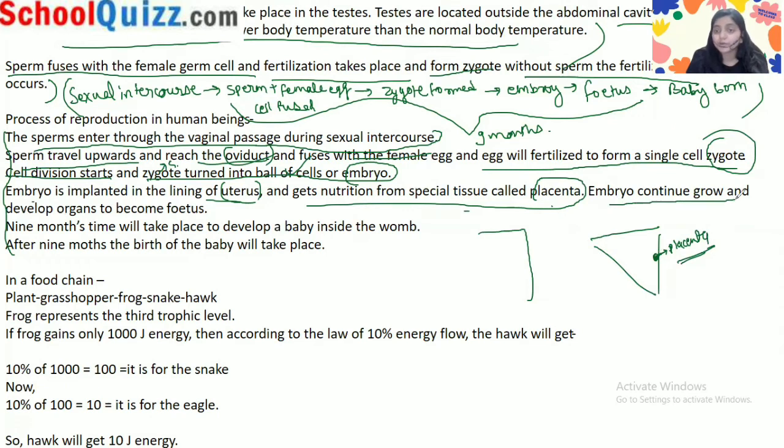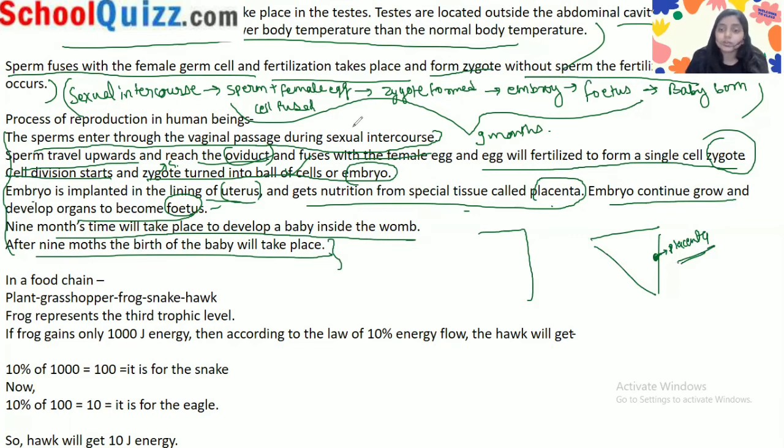The embryo continues to grow and develops organs to become a foetus. Now when the organs grow, it is called the foetus. Nine months will be taken to develop a baby inside the womb. After nine months, the birth of the baby will take place. So this is a simple process you could write, or you can do the sequence part also, right?